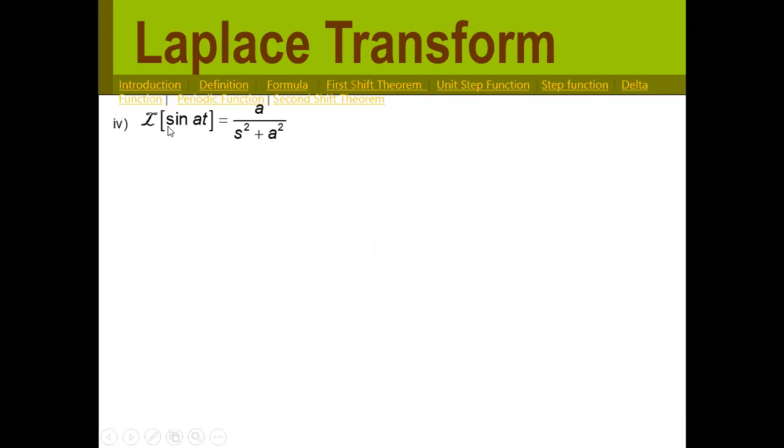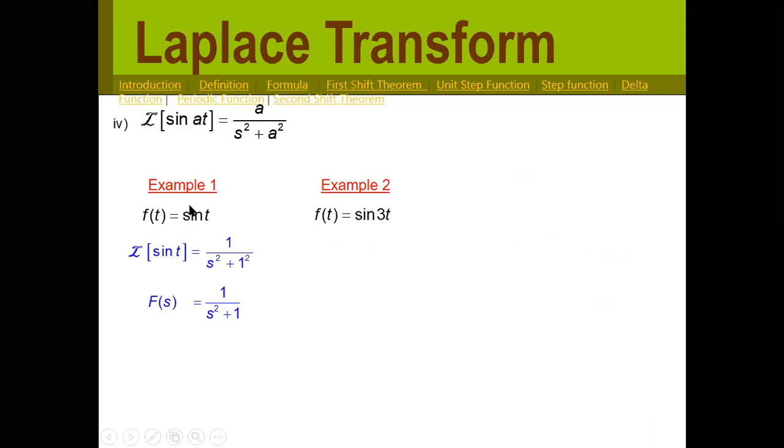Okay. Laplace of sin(at) is a over s square plus a square. Sin t is 1 over s square plus 1 square. So just substitute a. Sin t means a is 1. So 1 over s square plus 1. Laplace of sin 3t, a is 3. So 3 over s square plus 3 square. So 3 over s square plus 9.